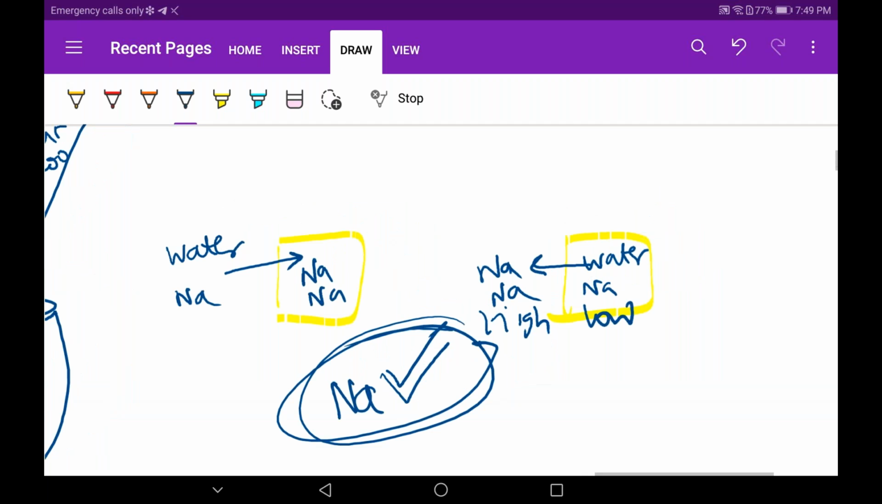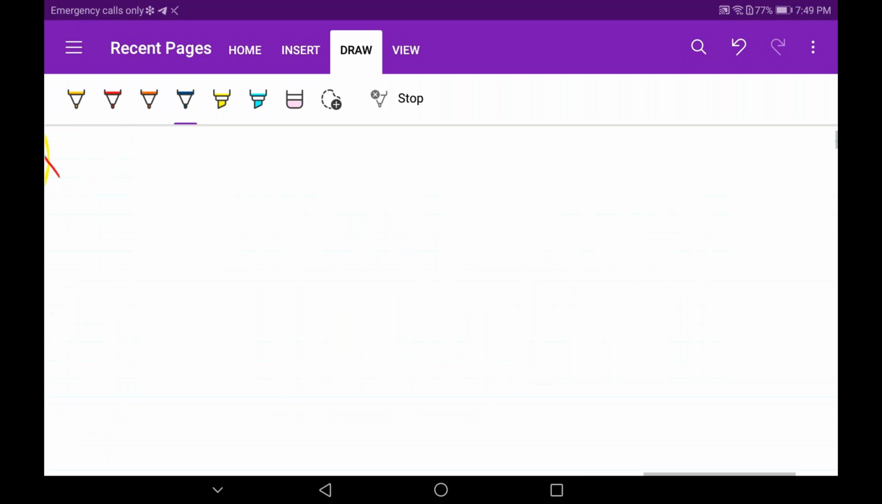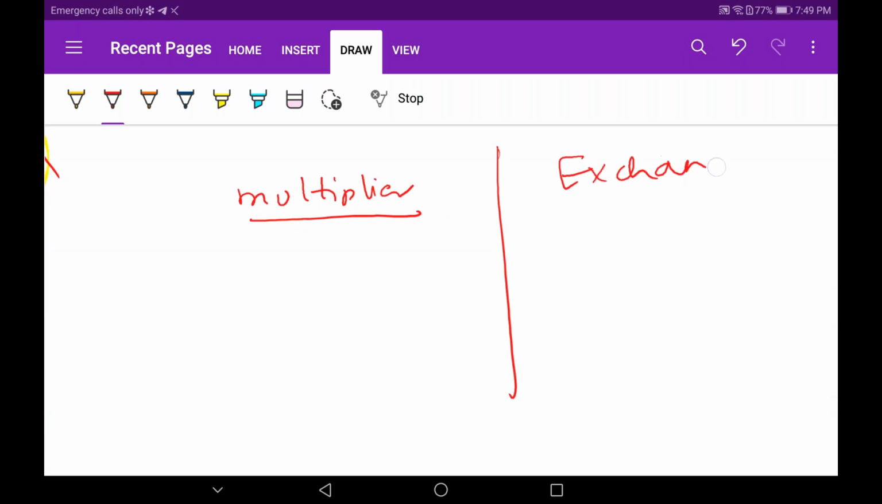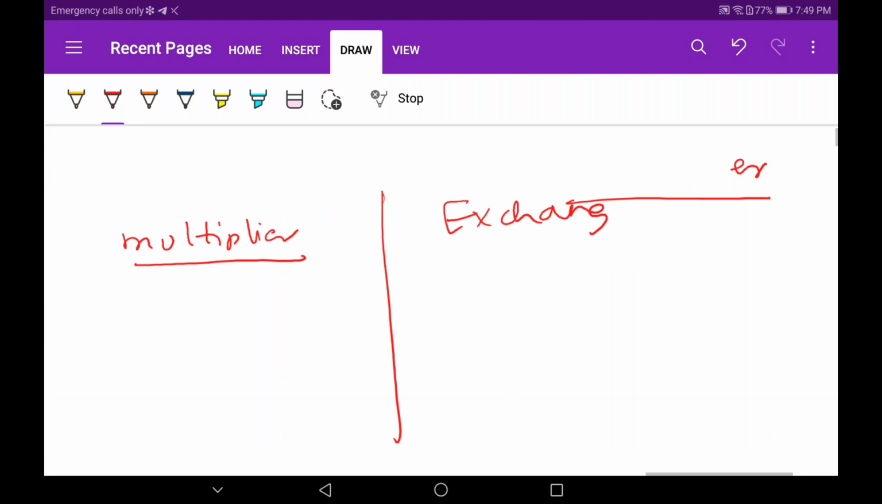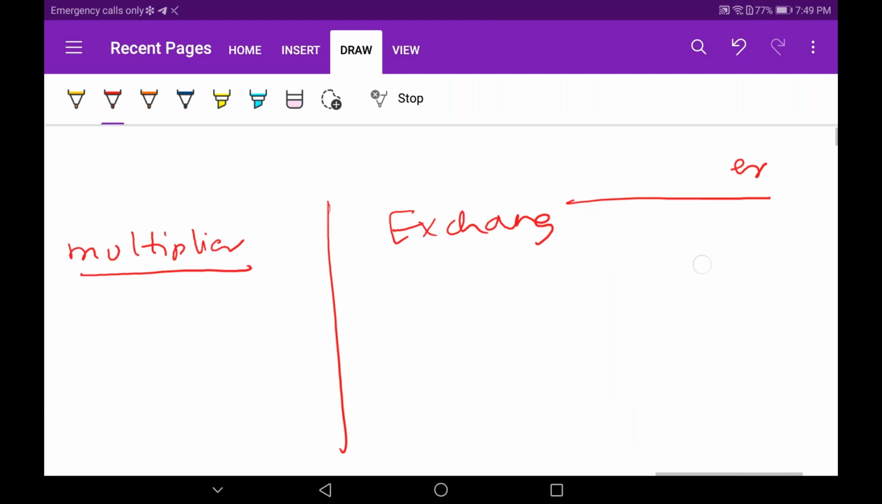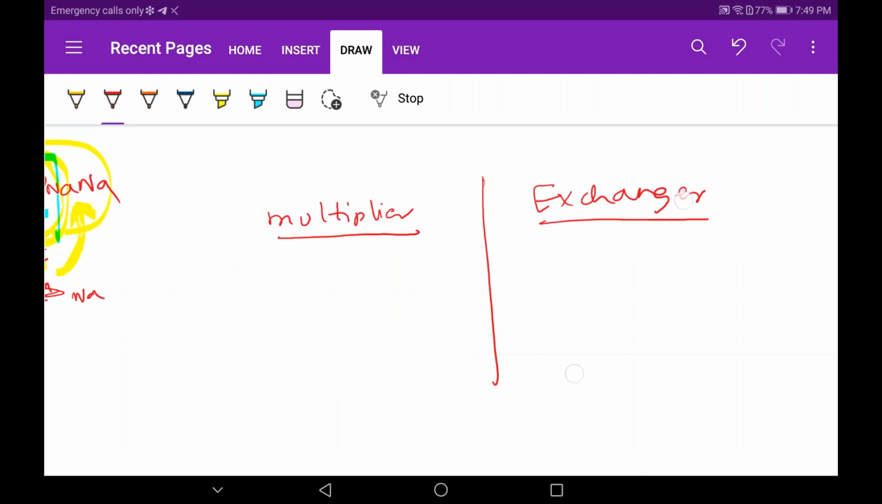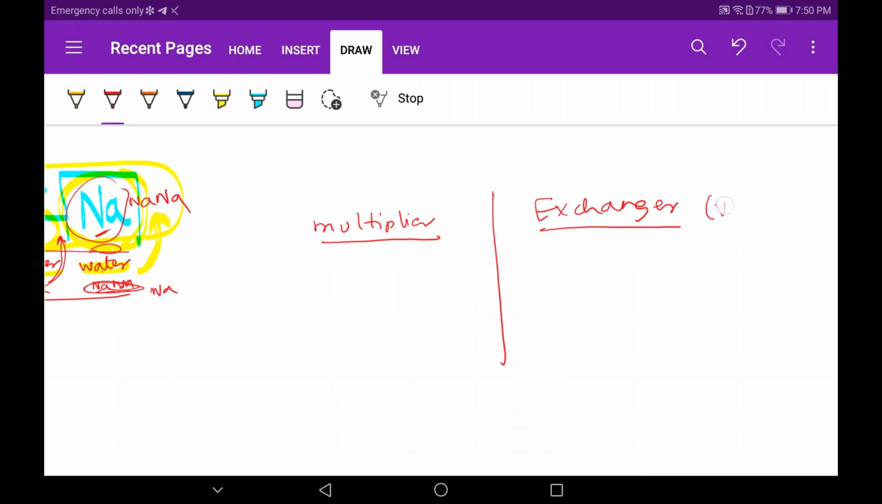Okay, now let's just compare. You have to write this in the exam. Multiplier versus exchanger. Vasa recta, I am giving the name exchanger, right? It's exchanging its ions. Initially it is taking in the sodium, later it is giving out the sodium. So we'll give the name exchanger to vasa recta.